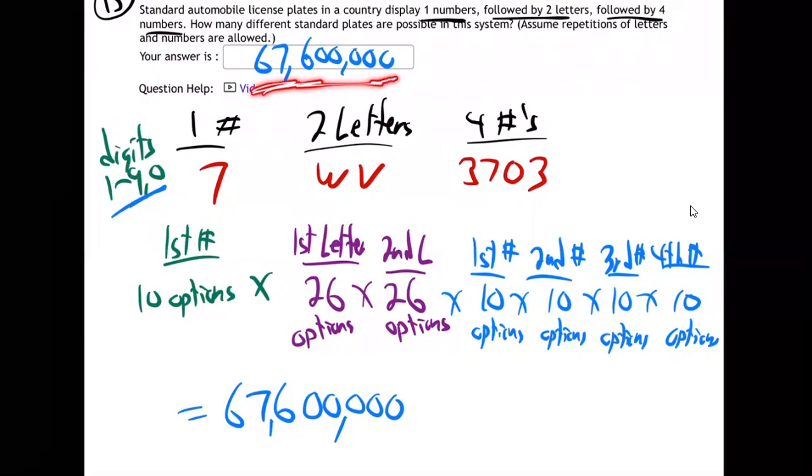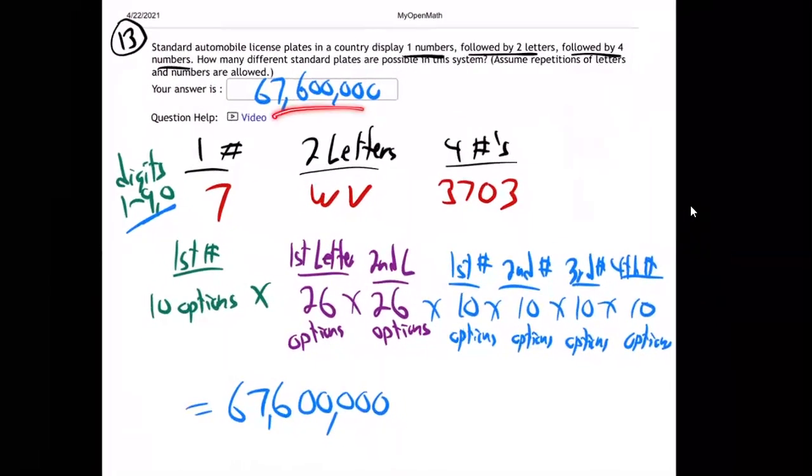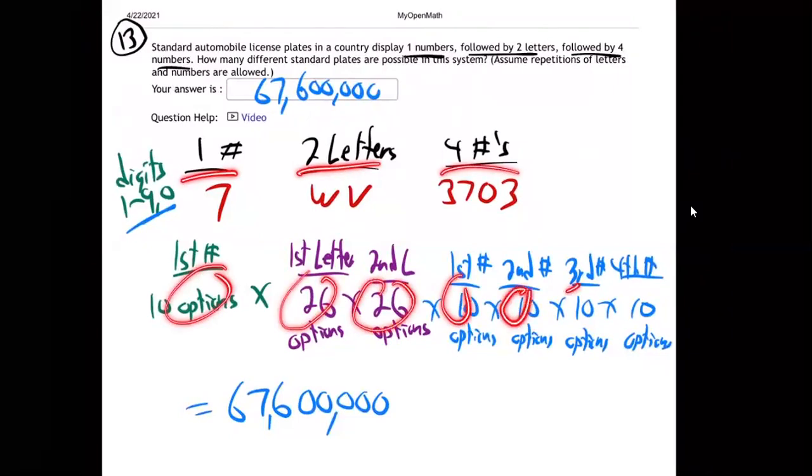So they want to make sure they have enough to cover all the cars in the country, right? So that's where the mathematics comes in. You have to figure out your scheme and how many different possibilities it will give, if that's enough license plates to cover all the cars in your country. So decisions and options. For each decision you make, multiply the number of options together.